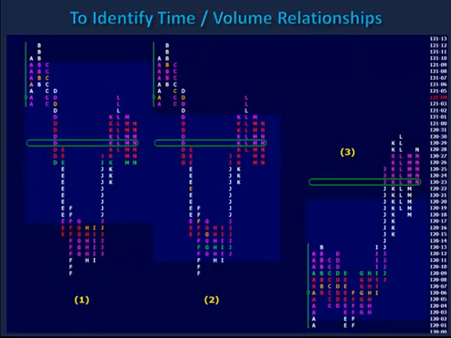This chart shows, number 1, the TPO-based profile, and number 2, the contract-based profile. We show this to illustrate how both displays could have potentially supported an experienced market profile trader in preparing scenarios for number 3, the upcoming session. The TPO-based profile shows the point of control in roughly the middle of the session's range, while the contract-based profile shows the point of control close to the session's low.